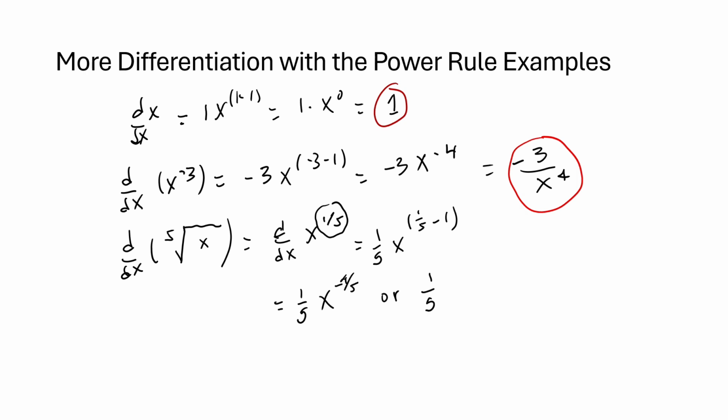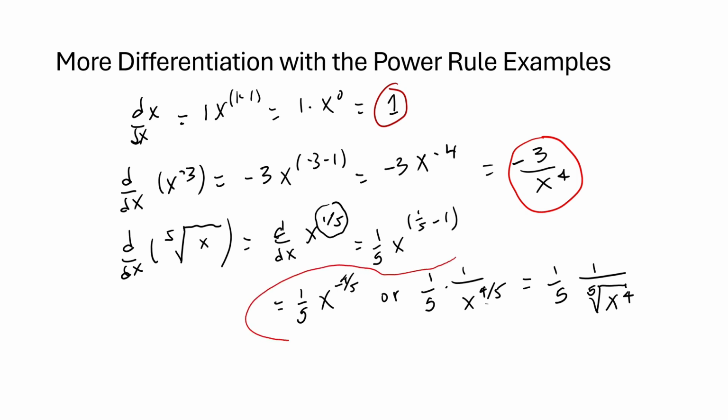or 1 over 5 times 1 over x to the 4/5. We just flipped the power now, since it's minus, we put it down in the denominator, now it becomes 4/5. Or we could also write that as 1 over 5 times the 5th root of x to the 4th power. So any of those would be equivalent answers, just depending on how much algebra you wanted to do to change the form.